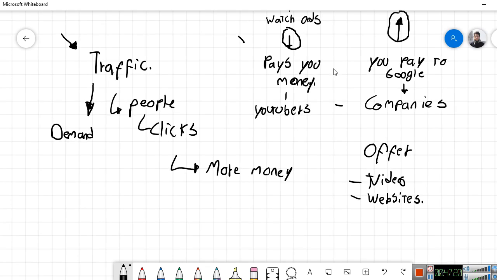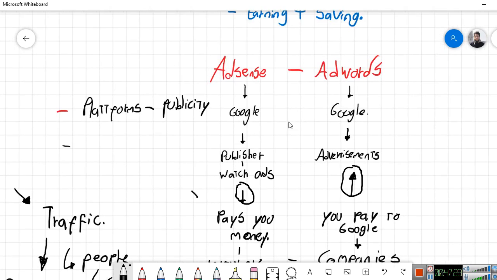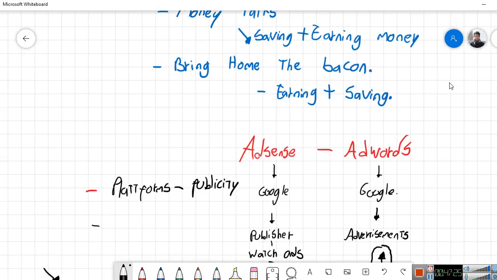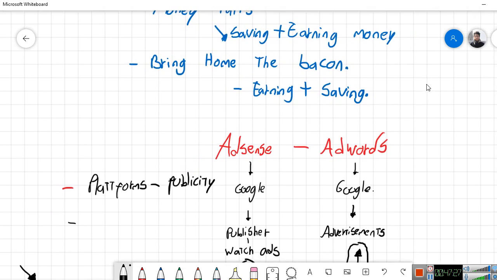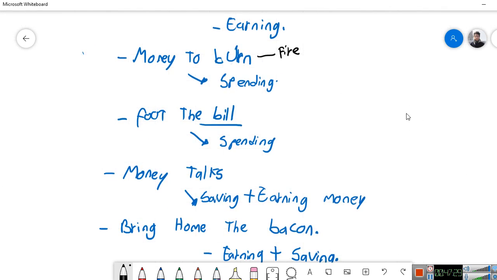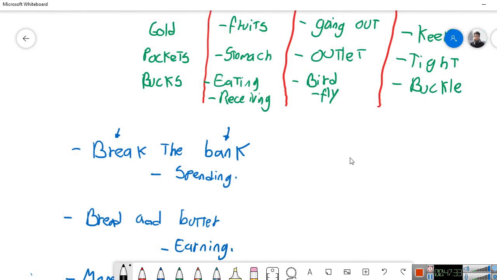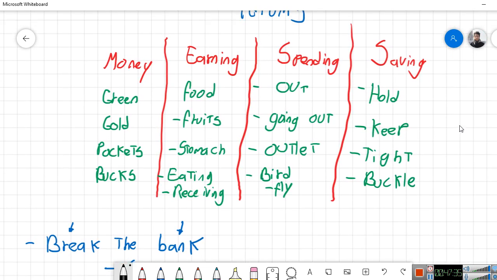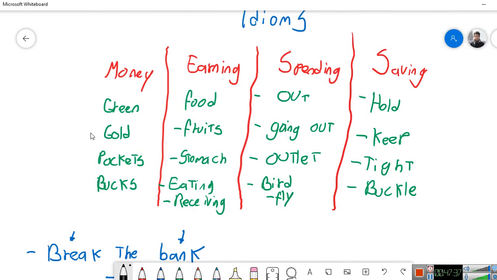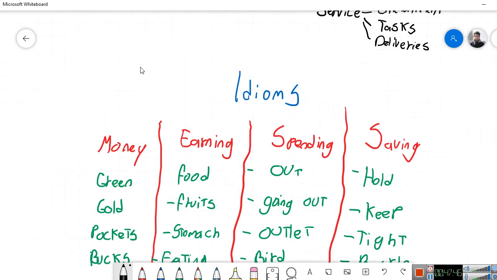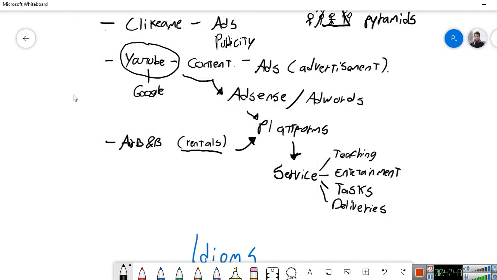Remember, this was earning money online. We can say, well, it's important to remember AdSense and AdWords. We can use any of the sentences that are called idioms. In order to remember those idioms, remember to relate them to what they mean. For example, green means money, food means earning, out spending, and so on. And well, that's it for today, guys.